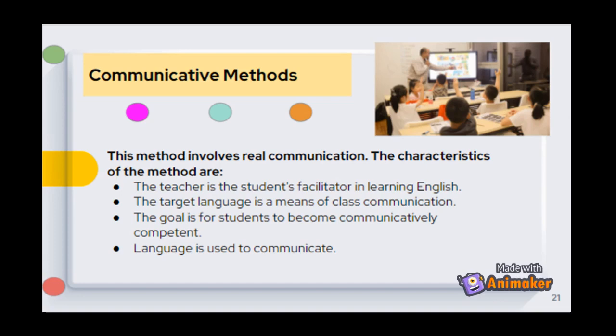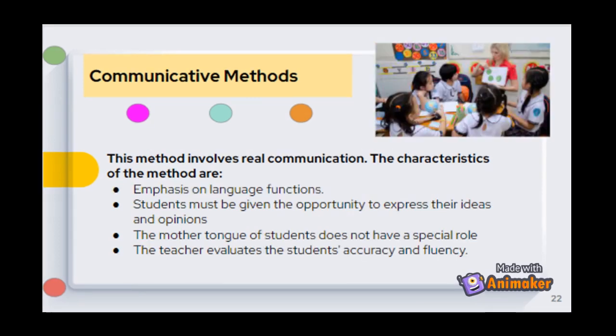The characteristics of the method are: first, the teacher is the student's facilitator in learning English. Second, the target language is a means of class communication. Third, the goal is for students to become communicatively competent. Fourth, language is used to communicate. Fifth, emphasis on language function. Sixth, students must be given the opportunity to express their ideas and opinions.